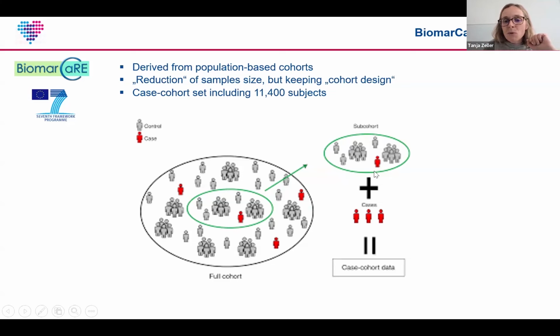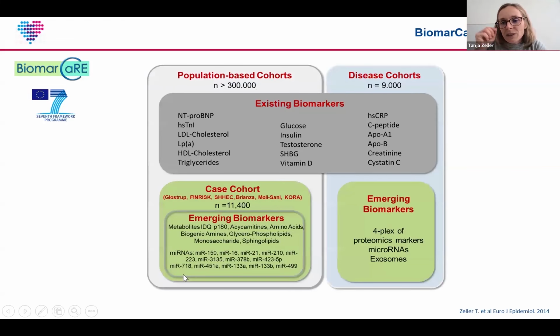So you have this subcohort of cases, which are very much dense, and you have a subset of the full cohort, which represents then this case-cohort set. And by that, we could condense or reduce the sample size, but still keep all the information of that entire cohort design. And by that, from 300,000 subjects, we in the end could use all information, but only had to measure 11,400 subjects. And that is important because in that cohort, we have measured also the metabolites.